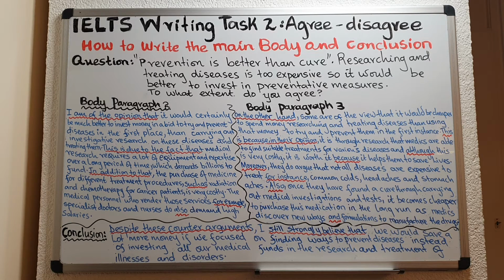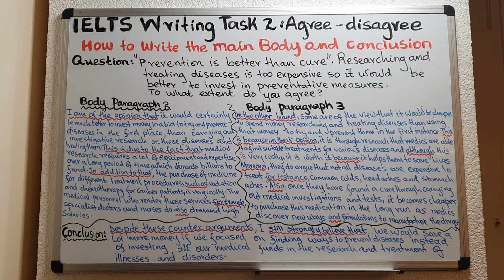So I am agreeing with this statement. After I have said I am of the opinion that, then I explain what it is that I agree with. I am of the opinion that it would certainly be much better to invest money in a bid to try and prevent diseases in the first place than carrying out investigative research on these diseases and treating them. And that is exactly what this statement says, that researching and treating diseases is too expensive. So it would be better to invest in preventative measures.